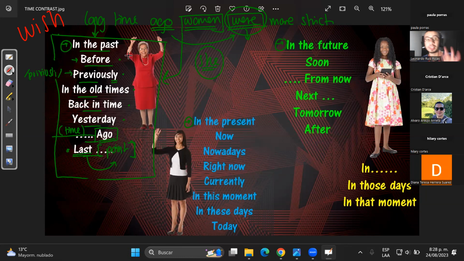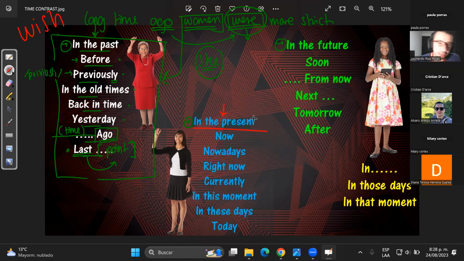Those are the expressions about the past. Ready? About the past. Now let's go, my dear Paula Porras, with the second column. In the present. Now, nowadays, right now, currently, in this moment, in this day, today. Excellent, very good. Of course, all of these expressions are for mentioning things about the present.